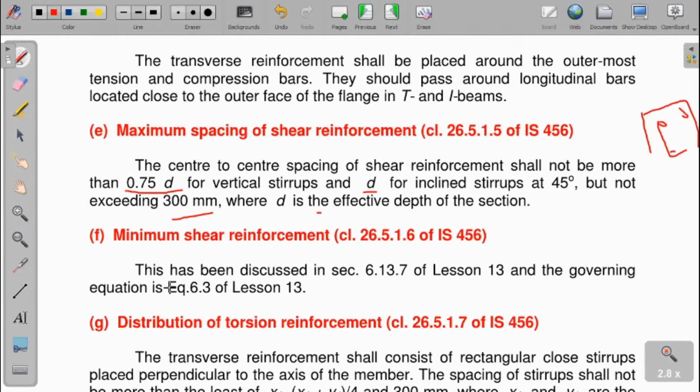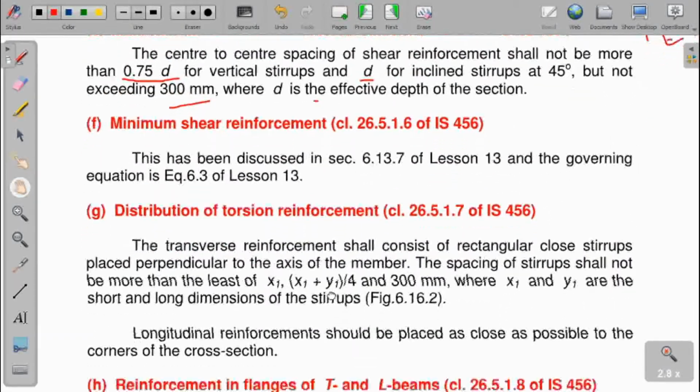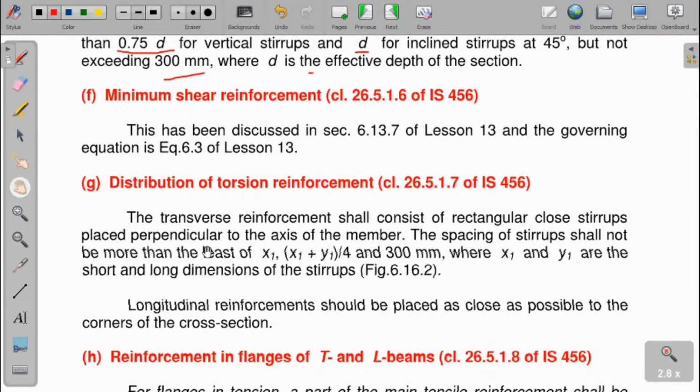Next, shear reinforcement. Minimum shear reinforcement I already told you, as per clause number 26.5.1.6 that you have to provide. Now, how to distribute the torsion reinforcement. The transverse reinforcement shall consist of rectangular closed stirrups placed perpendicular to the axis of the member. That we know, that it is to be perpendicular to the axis of the member.